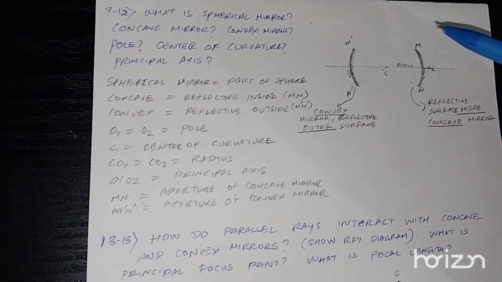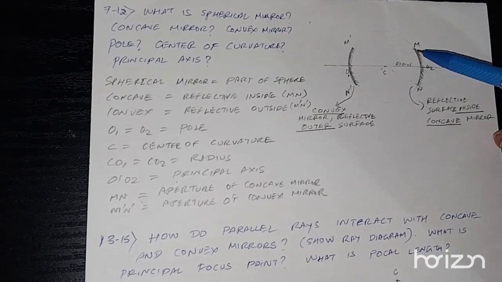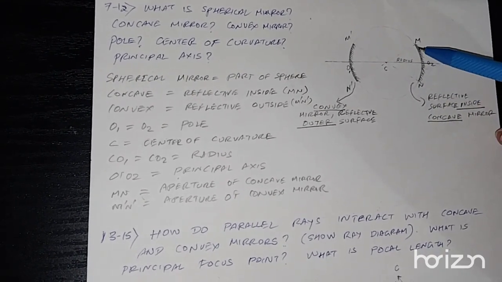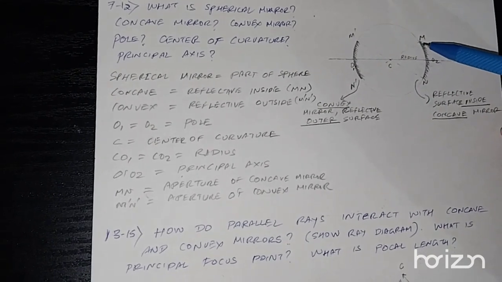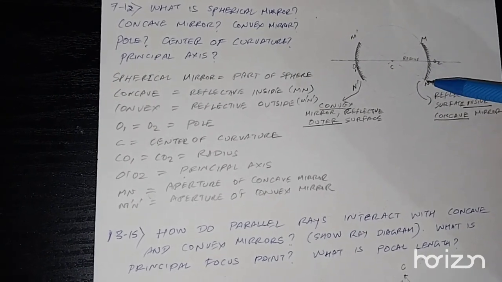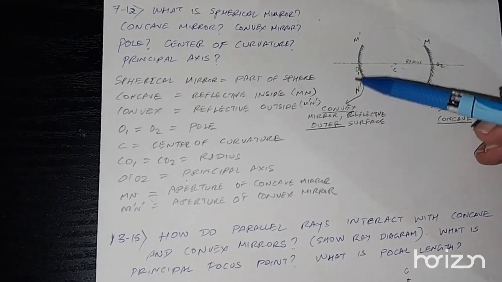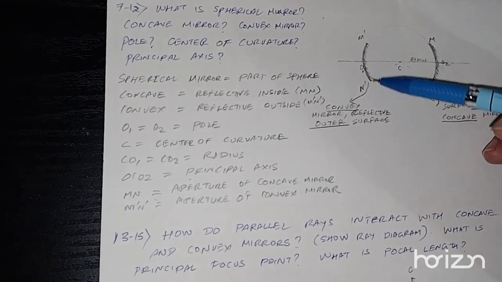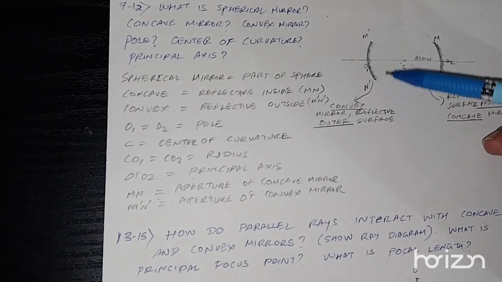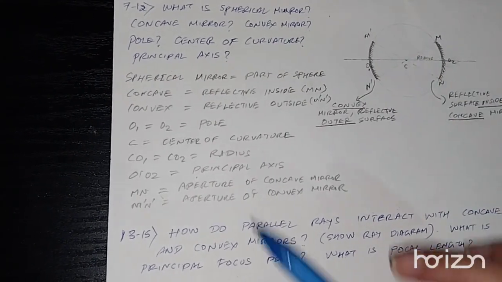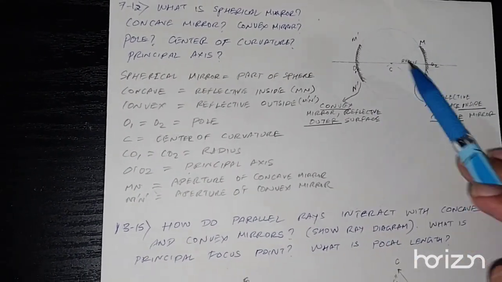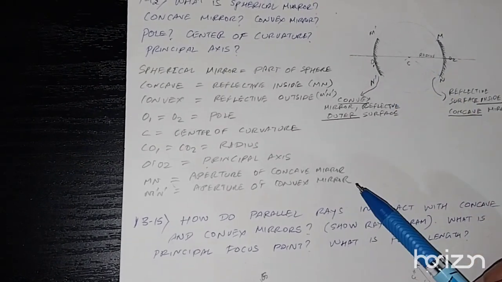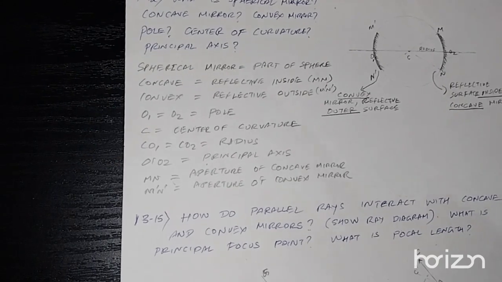Okay, what is the aperture? So aperture is the diameter of the mirror. It is the length between points M and N. Similarly, the aperture of the convex mirror is the distance between M dash and N dash. This is what is known as the aperture. Whenever we study mirrors, we will be considering mirrors with small apertures. That is what we have to understand.